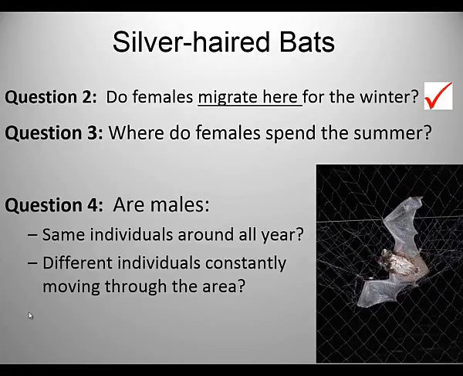Where exactly do the females spend their summers? That was a conceptual model. I don't actually know that they're spending it in inland California. And what about these males? Is it the same individuals that are there year-round, just kind of acting like resident species, even though they're known as a migratory species? Or is this sort of a steady stream of different individuals that are kind of constantly moving through our area?